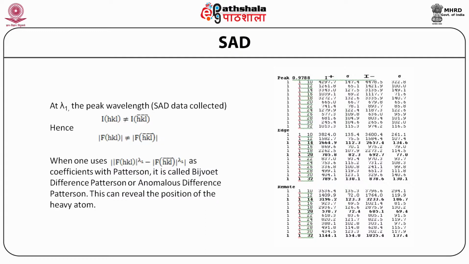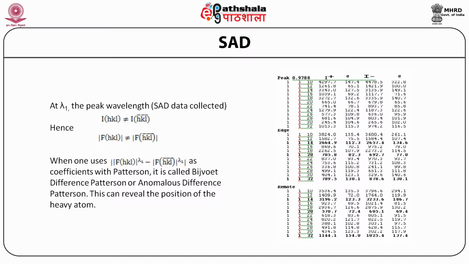As an example to inspire you, I am just showing you the real data we have collected with selenium absorption edge. The selenium peak wavelength is 0.9788. There are 3 blocks of data. First block shows peak, second block shows edge, third shows remote. Edge means inflection. Now, at the peak we talk about I plus, I minus. I plus means intensity of HKL reflection. I minus means intensity of minus H, minus K, minus L reflection.